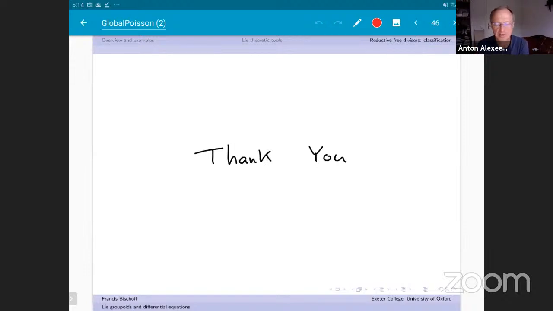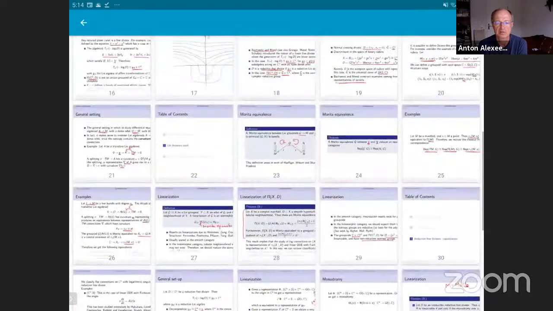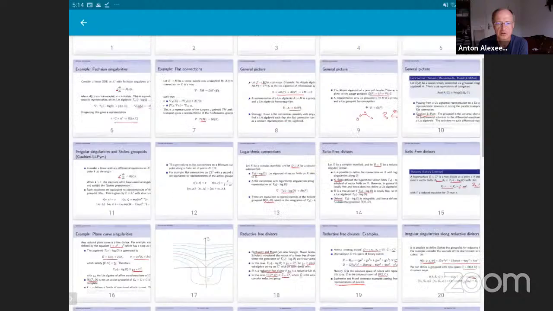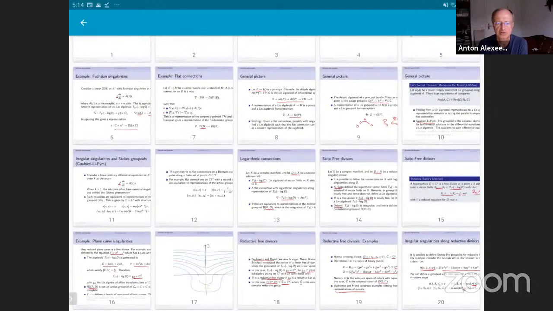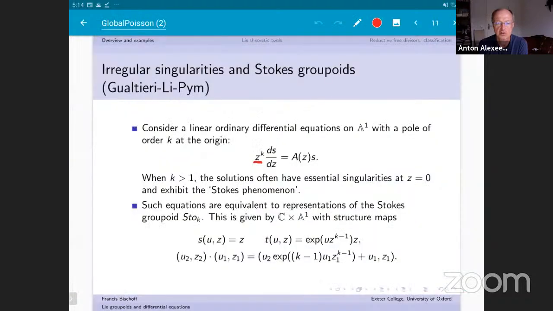Maybe I have a naive question. So if we go back to that Stokes phenomenon on the affine line, how would the classification play there? What's happening if you have those Stokes groupoids with z to the k d over dz instead of z d over dz? So how would your classification look?